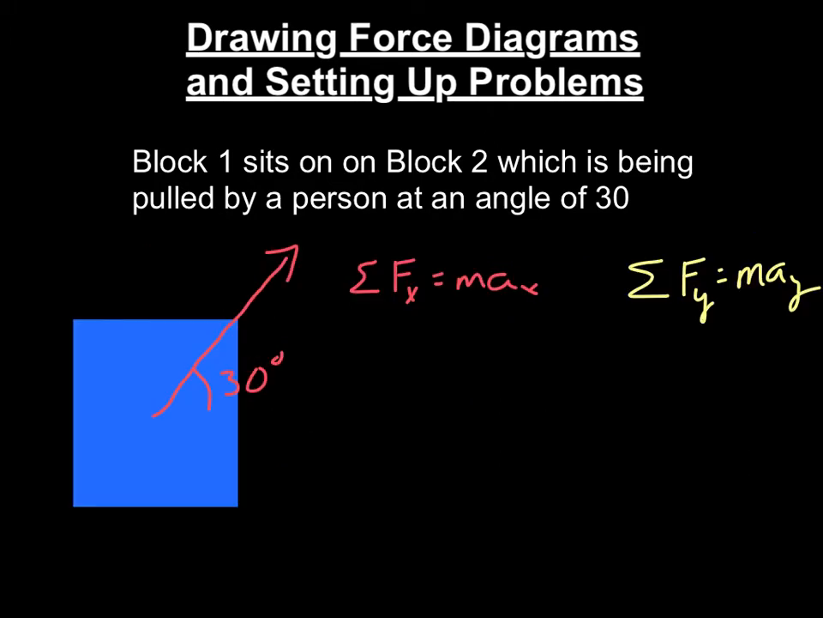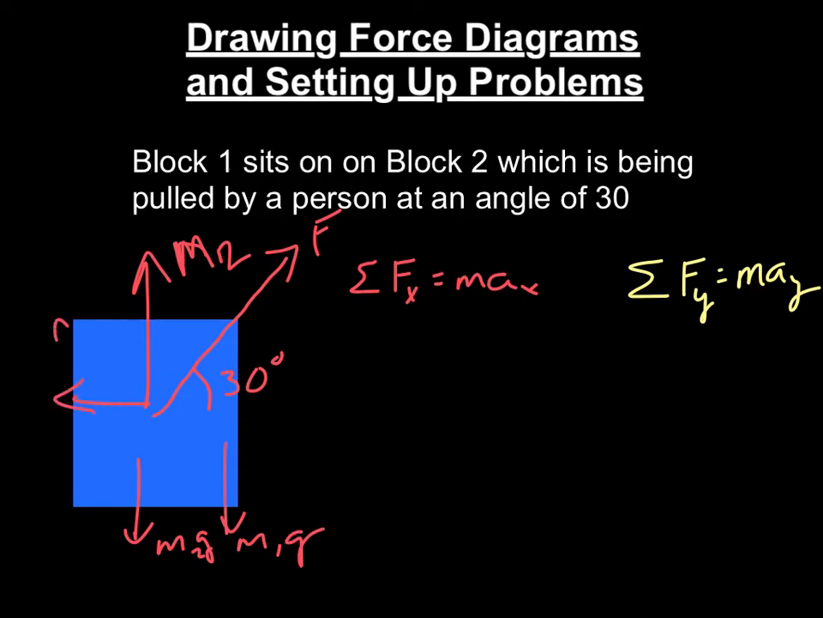Let's look at the second block. We have this force, I'm just going to call it a big F. We have N2, the normal force on block 2. We have the weight of block 2. We have the weight of block 1 pushing on block 2, a force pair with the normal force. And we have friction of block 2 acting on block 1, which pairs with the frictional force acting on the other block.